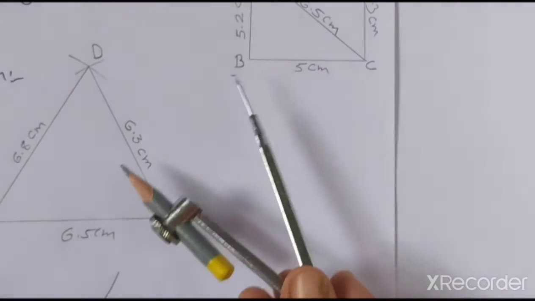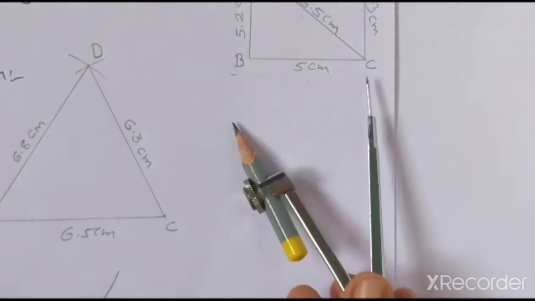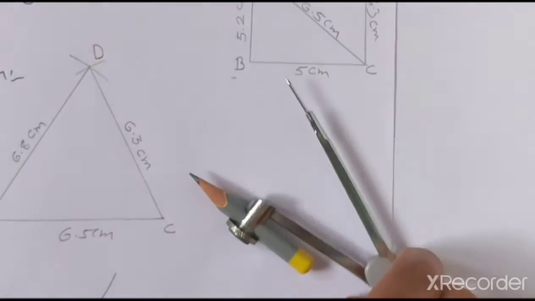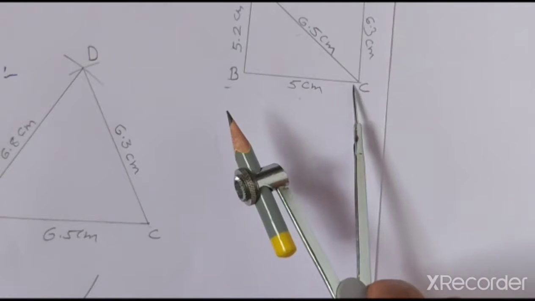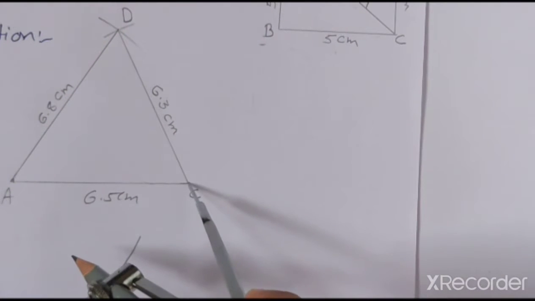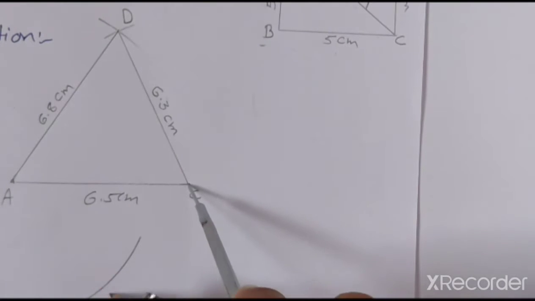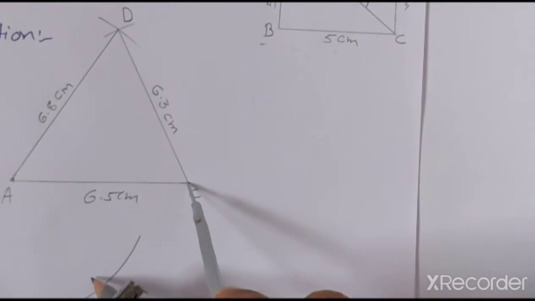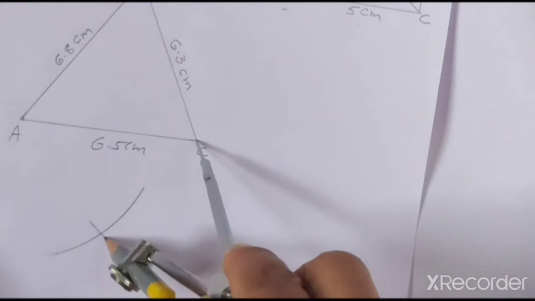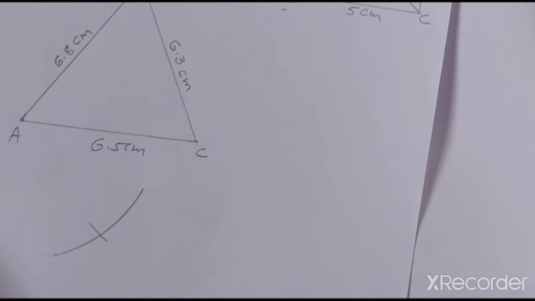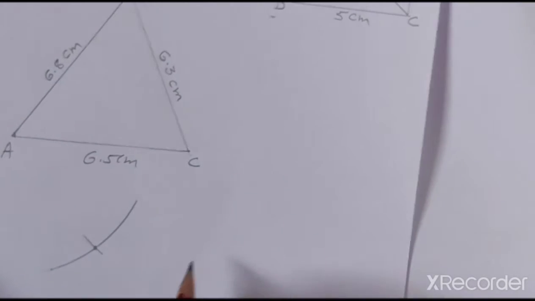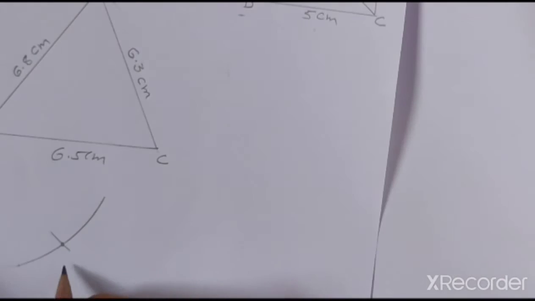Now take again 5 centimeter length in compass and draw second arc from point C, because in this construction we have point C. So here I am putting this needle on point C and making second intersecting arc with first one. So here we are getting this intersecting point whose name is point B.